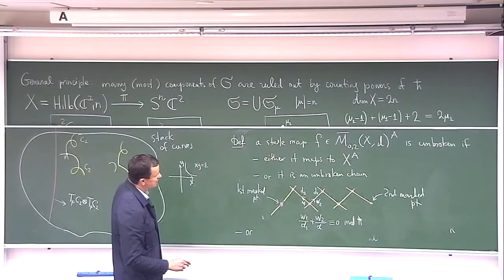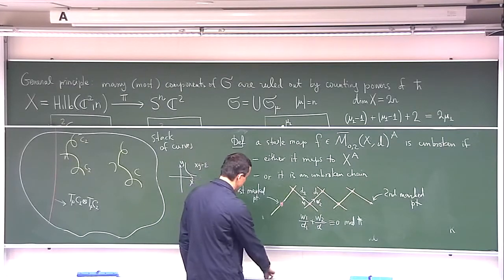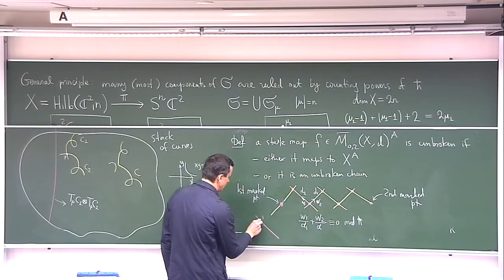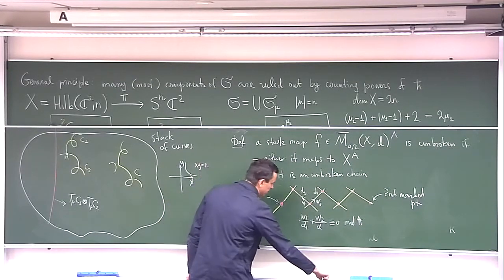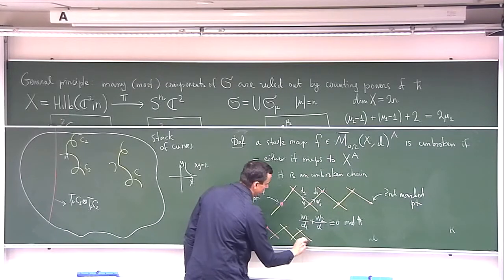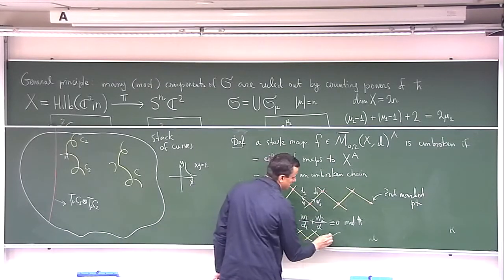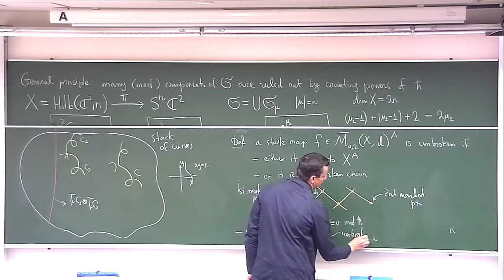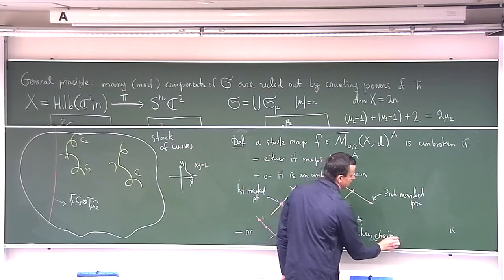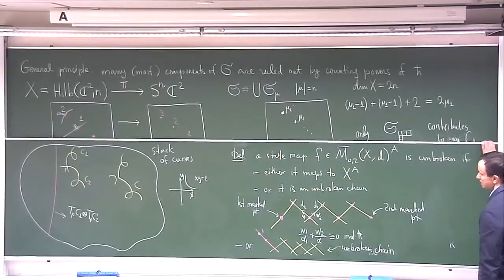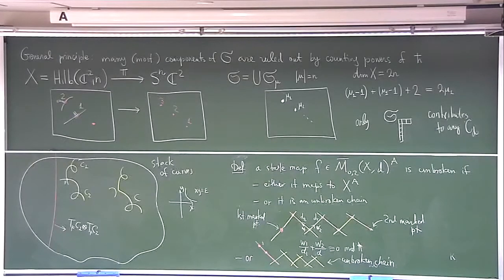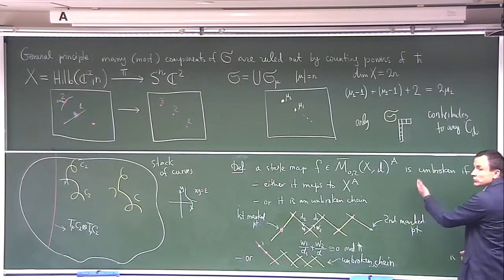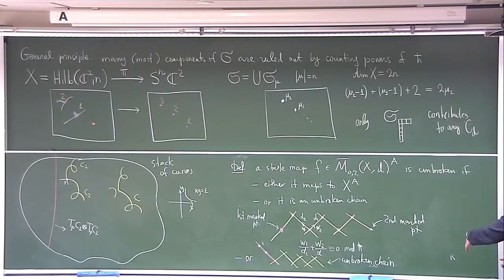Or you have the same thing, except you have a collapsed component. Then you have your marked points sit here, and then you have an unbroken chain. And so then this power counting for h bar says that everything which is not an unbroken map contributes a power at least h bar squared. And why is this? I mean, it's easy to see, but let's just analyze it here.